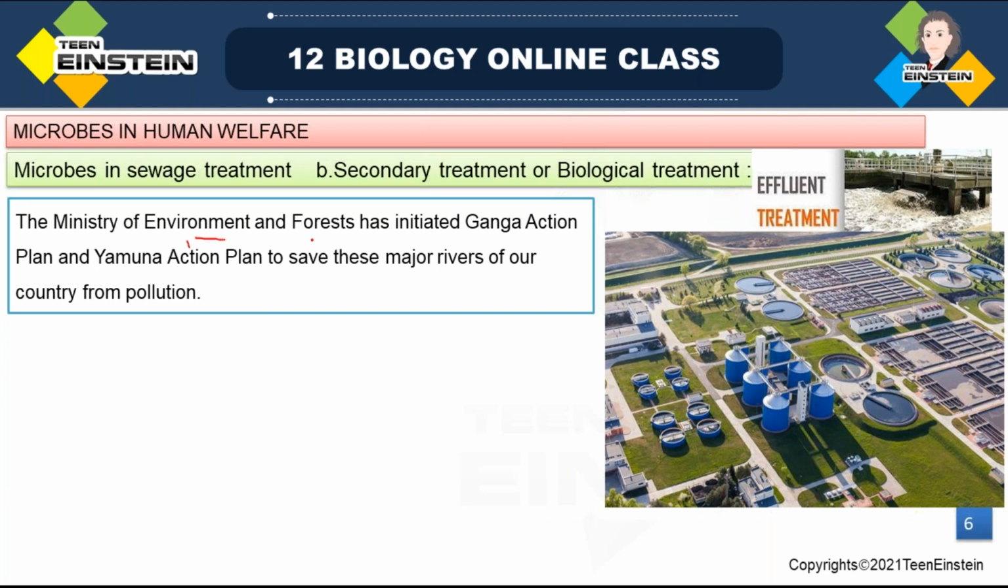the Ministry of Environment and Forest, they have initiated the Ganga Action Plan and Yamuna Action Plan. Okay, these are for saving the main rivers, for saving Ganga and Yamuna, the major rivers of India, from pollution. For saving Ganga and Yamuna, they have already started the Ganga Action Plan and Yamuna Action Plan. Okay, this is the sewage treatment plant. The whole picture, you can see, a sewage treatment plant.